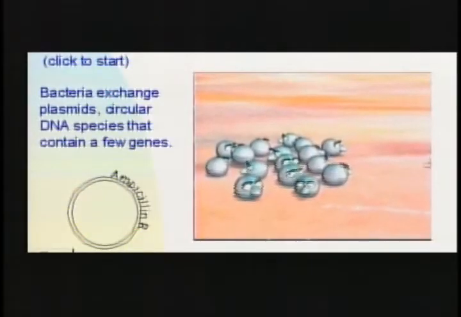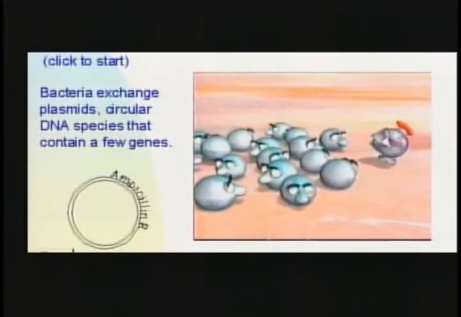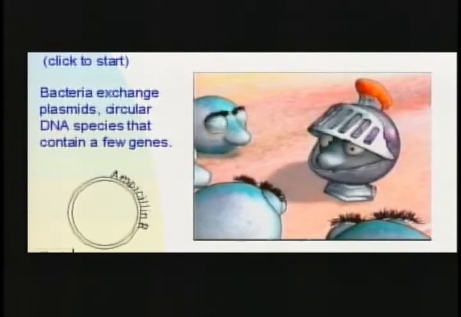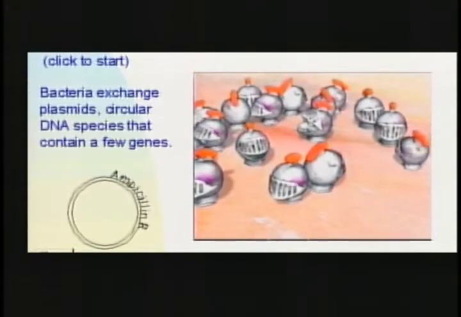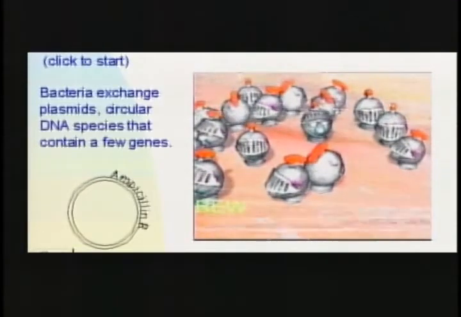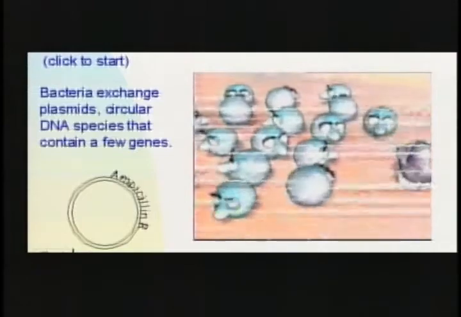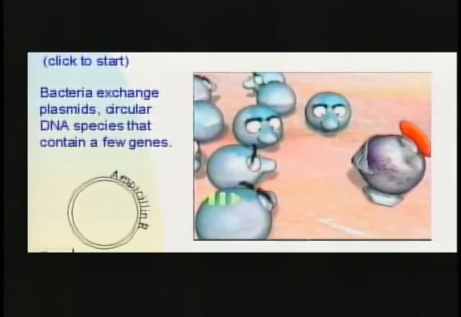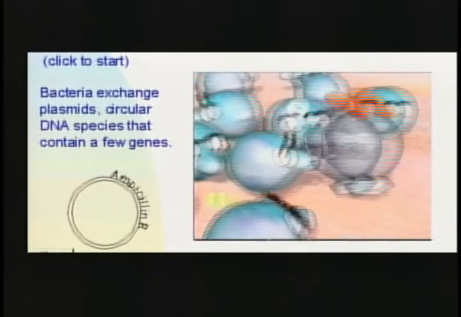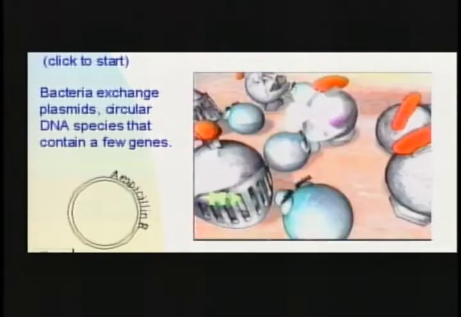And that can give rise to resistance to commonly used antibiotics, such as ampicillin. As we're watching the movie, you can see a diagram of a plasmid off to the left there with ampicillin R, ampicillin resistance, written along its side. Plasmids are small, circular DNA molecules that can have a couple of genes, but most importantly have a gene that encodes a protein or enzyme that can degrade a particular antibiotic, such as ampicillin.